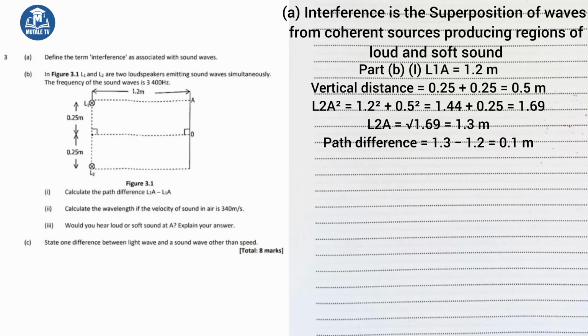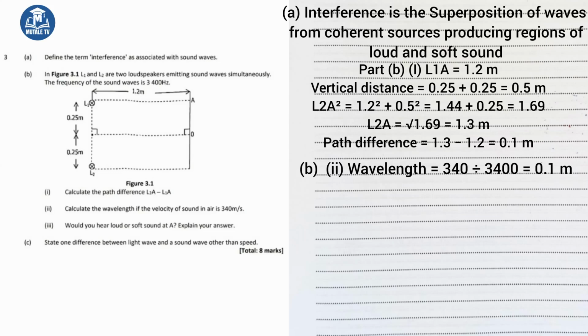Part B Part 2 reads, calculate the wavelength if velocity of sound is 340 meters per second. We use wavelength equals velocity divided by frequency, so 340 divided by 3400 gives us 0.1 meters. Now notice something interesting, the path difference from Part 1 is also 0.1 meters. That is not a coincidence at all, and Part 3 is about to show you exactly why that matters. Same number, two different calculations, keep that connection in your head going into Part 3.